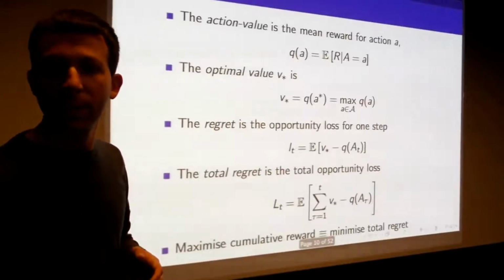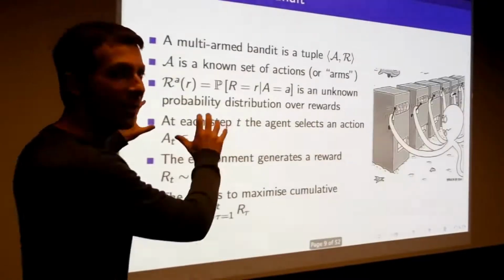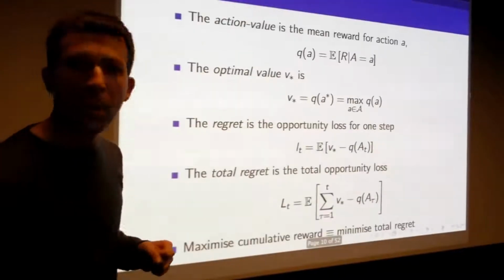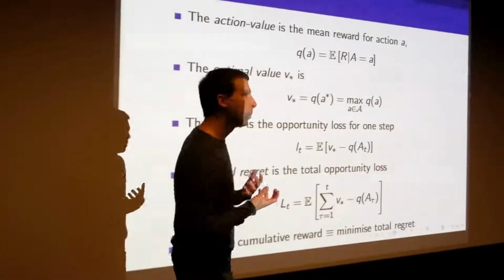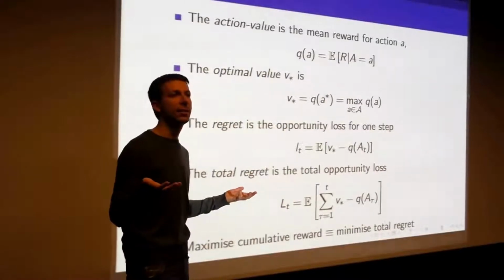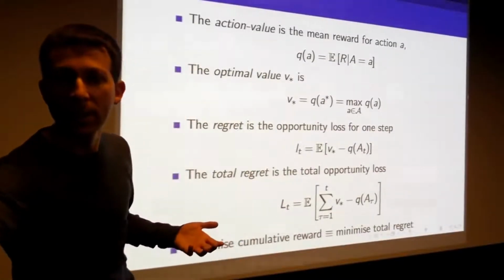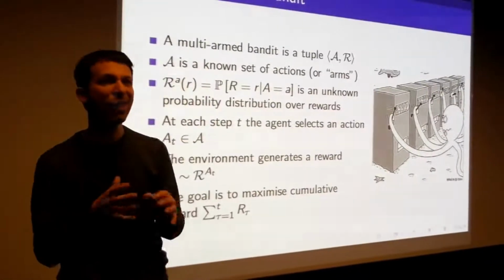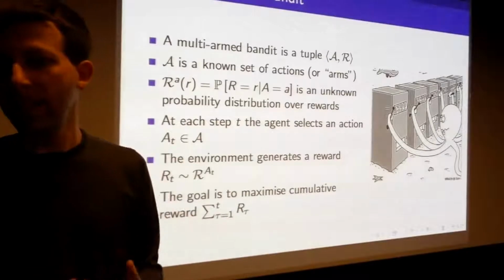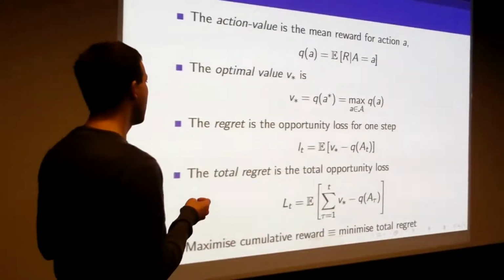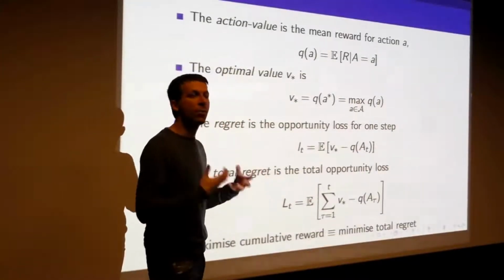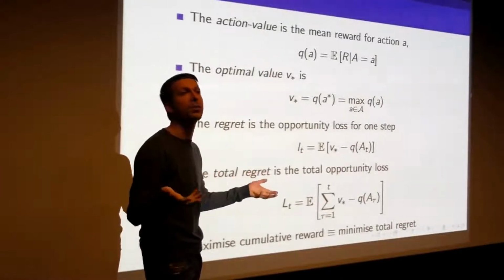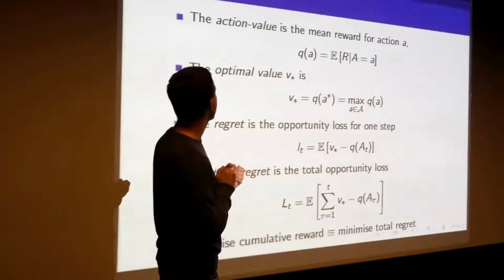So are people clear about the setup, first of all? Should be fairly straightforward. So now we're just going to try and understand what it means to do well in this domain. So we've got this criterion where we want to maximize the cumulative reward, but we're going to flip it around to talk about opportunity loss, known as regret, rather than the amount of reward we've got, like how much worse have we done than the best we could possibly have done. And that's what we call regret.